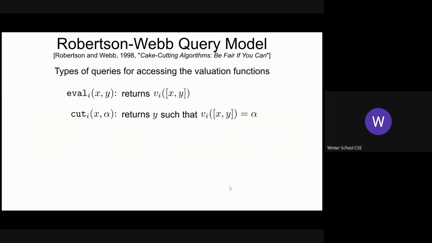We are going to allow ourselves two kinds of queries. One is called the evaluate or eval query, and the other is called the cut query. These are both ways of accessing the valuation information. Both are indexed by i for agent i. For the eval query, we are given 2 points, x and y. If we give as input to this oracle the points x and y, the oracle responds by saying, this is agent i's value for the stuff enclosed between points x and y. Pictorially, I give as input x and y, and I get as answer the value alpha that agent i has for this bit here.